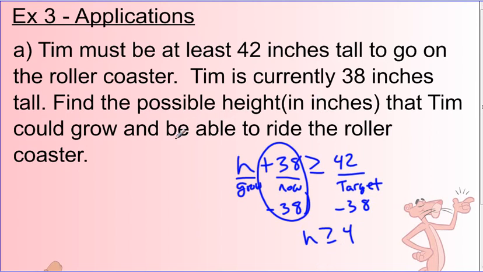And the problem doesn't say we have to graph it, so we're done. So we'll call this 4 inches. Find the possible height in inches that Tim has to grow and be able to ride the roller coaster. The answer is anything bigger than or equal to 4.